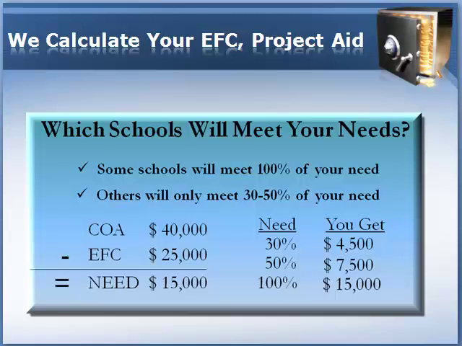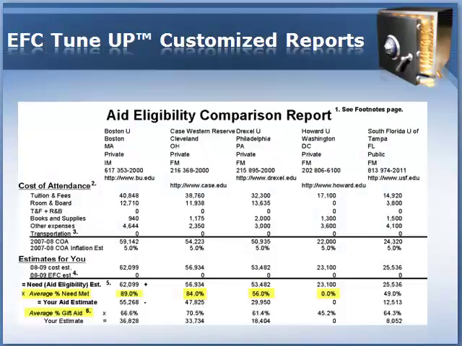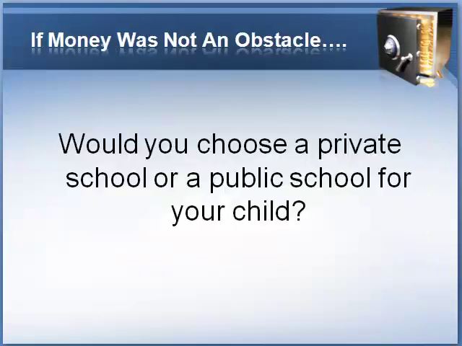The main thing here to understand is some schools will give 100% of your need, some schools will give 30 to 50, some schools will give 60. It just depends. Our EFC tune-up provides customized reports, and we look at this information by school, and we look at the average percentage of the need met. We also look at percentage of gift aid, look at loans, we look at free money, and it allows you to see which schools are more affordable for your family's financial situation.